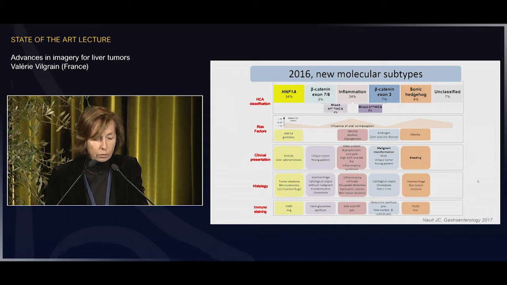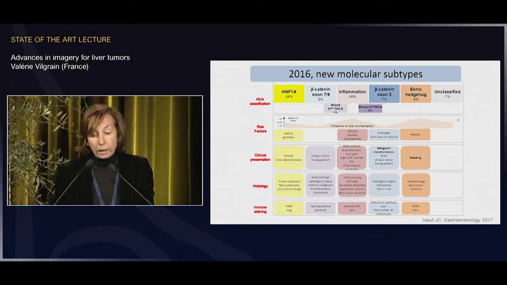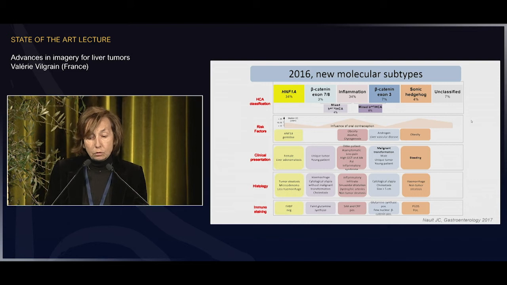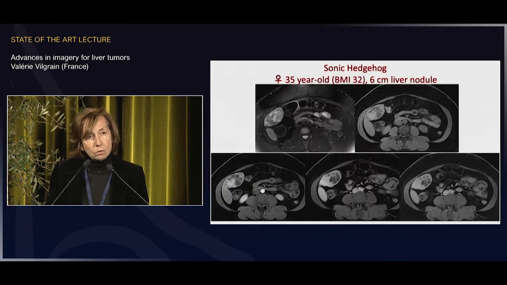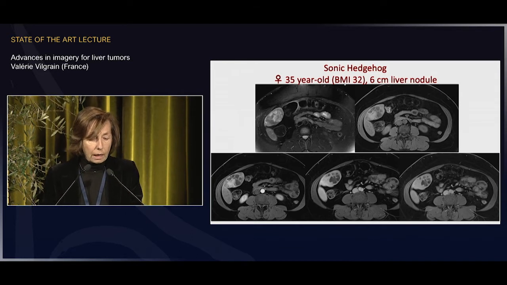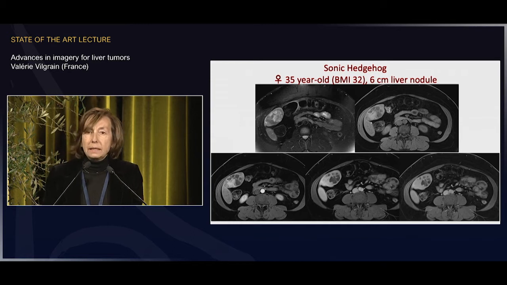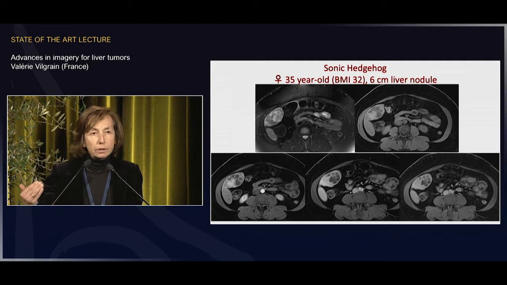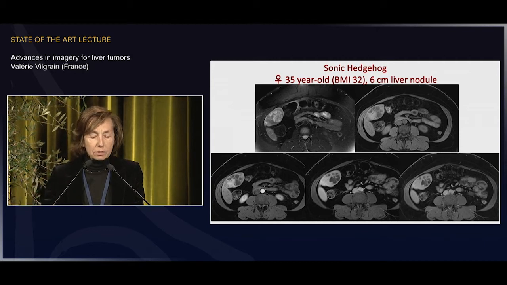But since that time, new subtypes have also been defined and found by the group of Jessica and also including Jean Charnot, with the beta-catenin exon 7, 8 and the sonic hedgehog. And we are just starting to define and to correlate this histopathologic classification with other imaging findings. This is an example in a woman with a high BMI with liver steatosis. We have not found any specific imaging findings related to the inflammatory or the HNF1 alpha subtypes.